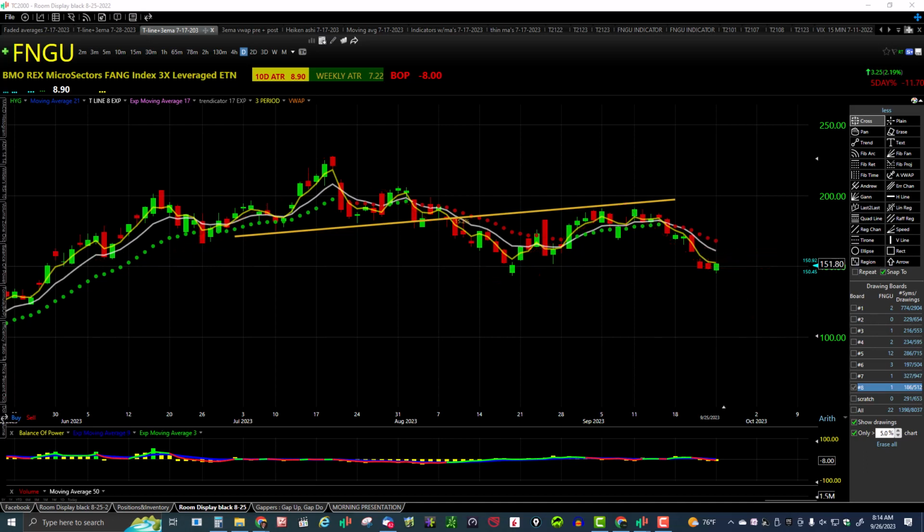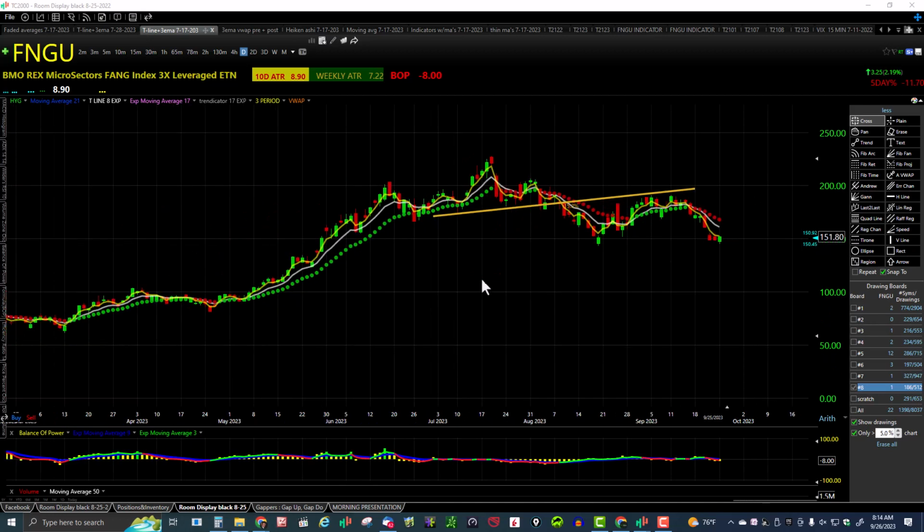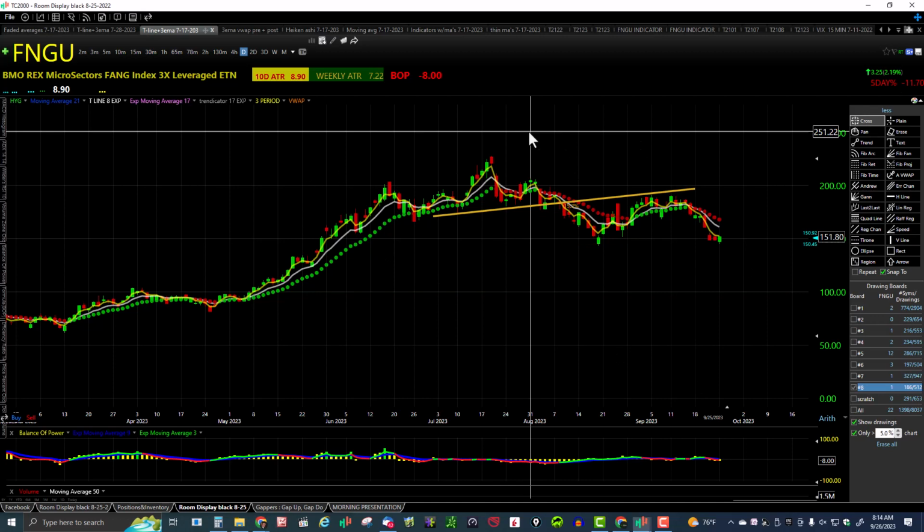So let's zoom out for just a second so I can see what's over here. Yeah, they don't have support until right through here. That's their support area for FNGU. So breaking through this level here, probably going to get a visit to this right here. There's FNGU. Let's take a look at IWM.